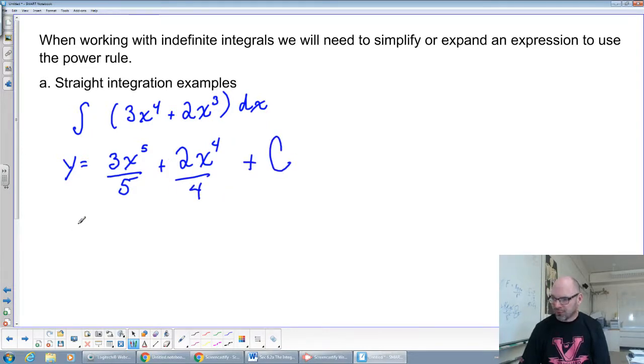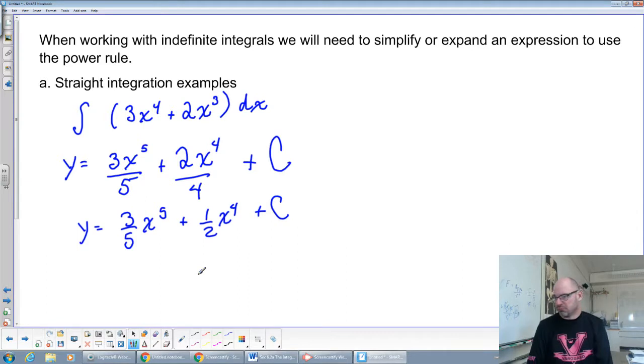So if we reduce it down a little bit, this is going to end up as 3/5 x to the fifth plus 1/2 x to the fourth plus c. So that's just straight integration. We know how to do the antiderivative rule. It's not too difficult. It's just written in this type of form when we're doing integrations now.